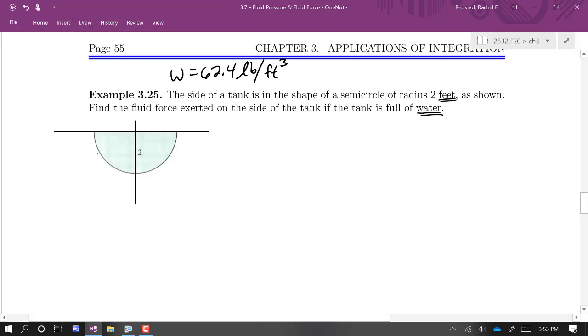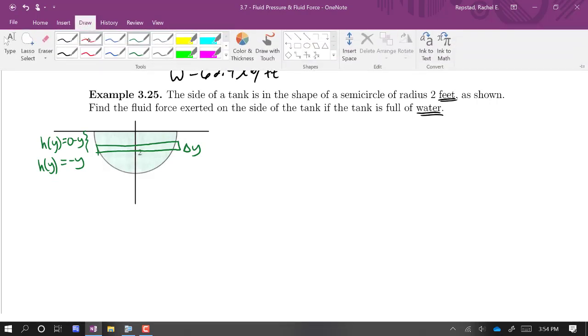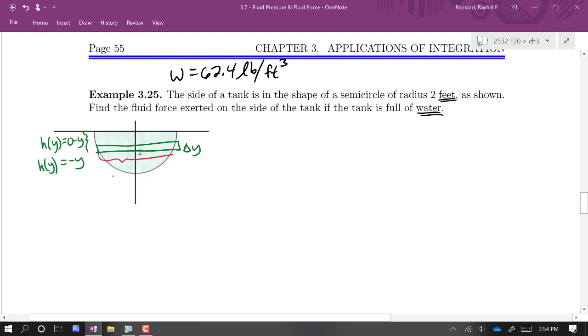If we draw a sample rectangle here, that has a delta y width. The height is, again, the surface of the water is at y equals 0, so h of y is 0 minus y, which means we have a negative y for h of y, just like the last one. And again, taking advantage of symmetry, we know that L of y is 2 times x. So if we can get an expression for this x coordinate over there at a given y coordinate, we just have to double it.